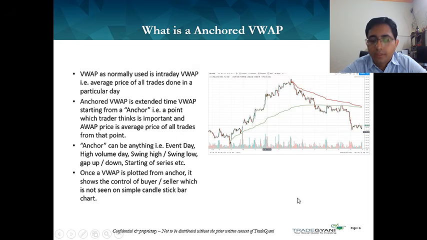so now what is anchored VWAP? VWAP, like I already discussed, is used as an intraday volume weighted average price. It signifies the average price of all the trades done in a particular day. But what anchored VWAP is, it's an extended volume weighted average price, extended such that we have to decide what the starting point is. It's not the default 9:15. It's us who will be deciding what the starting point is, and we call that starting point the anchor.